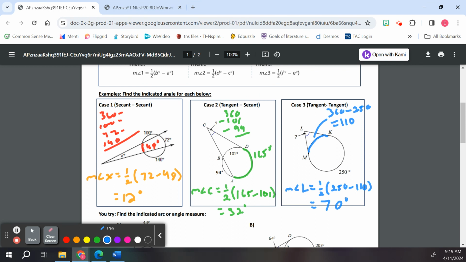All right, try the next two on your own. I'm going to leave this up just as a reference, but try the next two. We'll go over it in a minute.